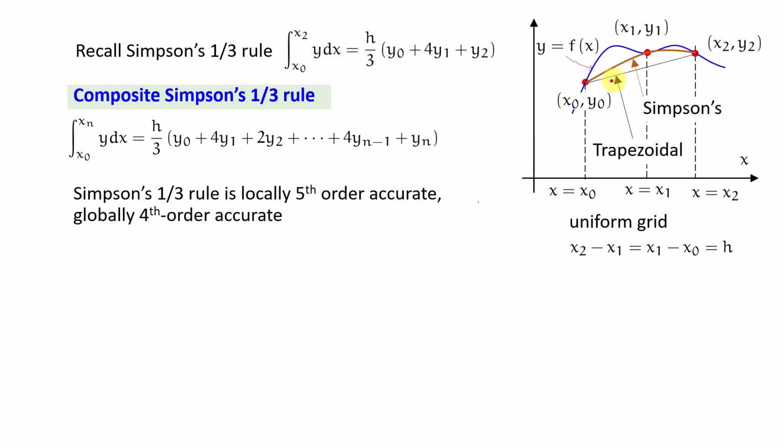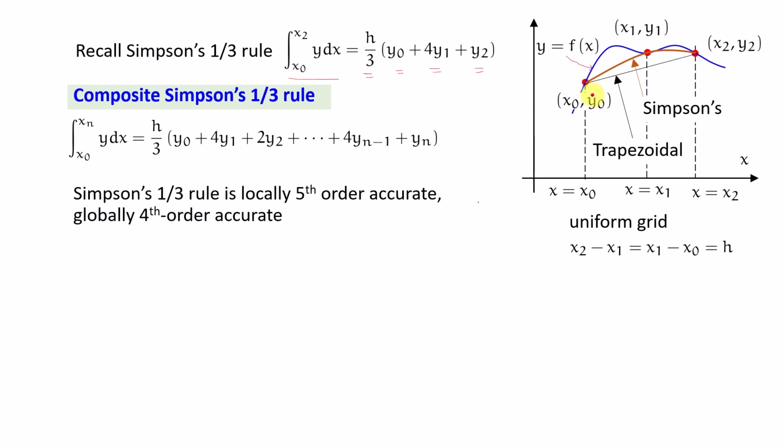Based on these 3 points, at x0 I have the value of the function y0, at x1 the value y1, and at x2 the value y2. Simpson's rule gives us the integration of y between x0 and x2 equals h by 3 times (y0 plus 4 times y1 plus y2).